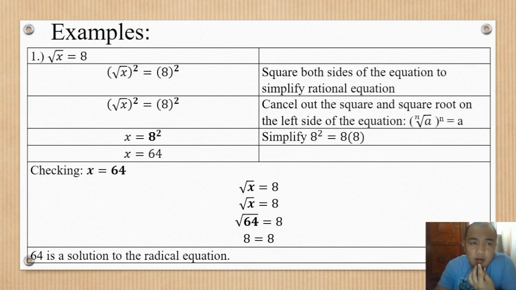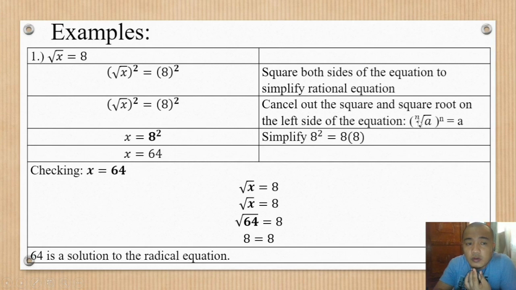Let's have here now our first example. Square root of x equals 8. First step, we're going to square both sides of the equation to simplify the radical equation. Since square root yan, we're going to square both sides. So, square root of x squared equals 8 squared. Then simplify 8 squared, which is 64. Square root of x squared is x. Square root of x times square root of x is square root of x squared. So, we have already solved the value of x, which is 64. Okay, yun na yung answer.